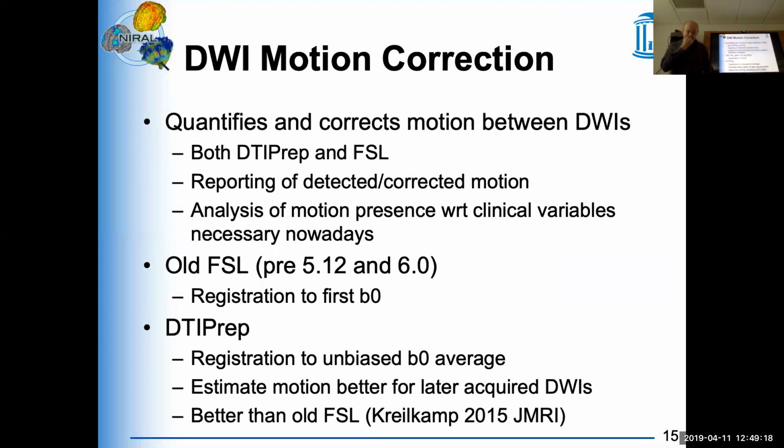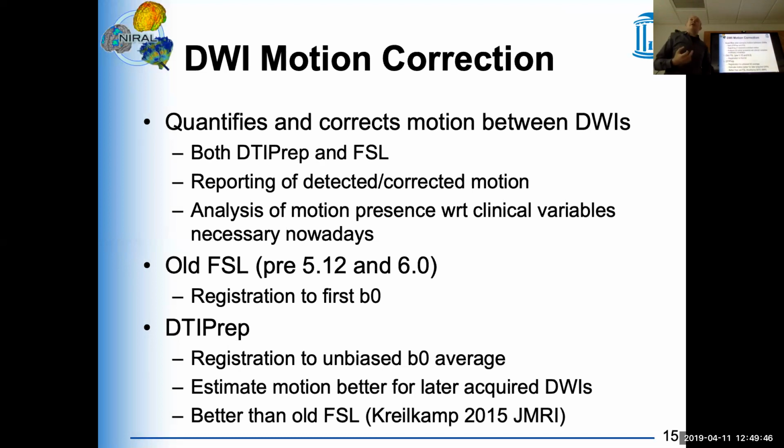So that gives us the brain mask that we can now put into the estimation of the motion and eddy current correction. One thing about the motion correction is not just do you want to correct for it, but you want to report it. Both FSL and DTIPrep report it, although FSL things are a little bit hidden away, you have to go search for it.